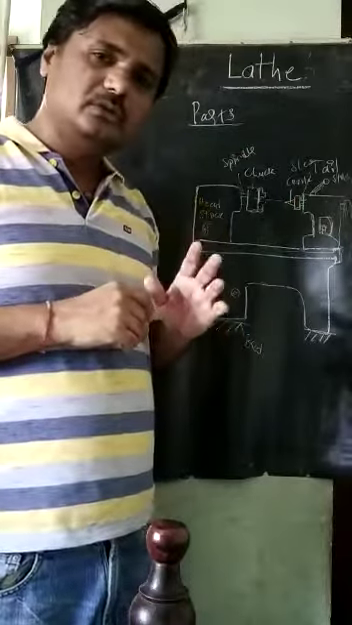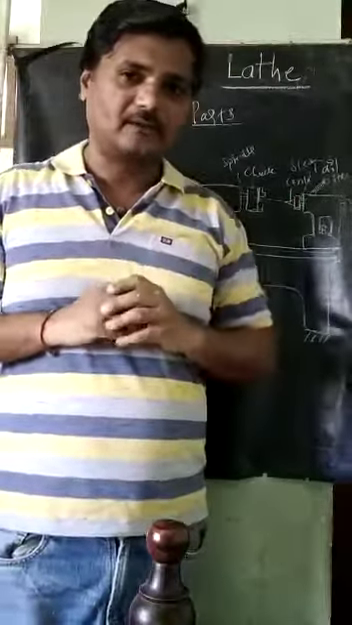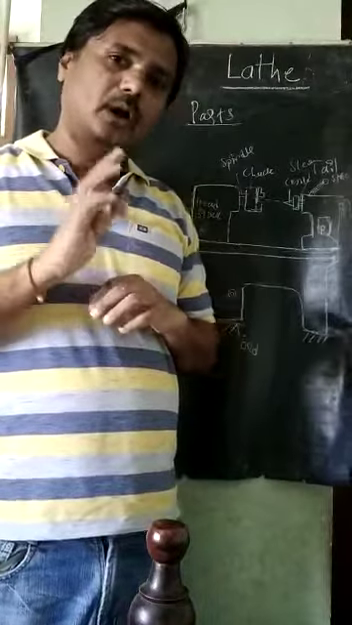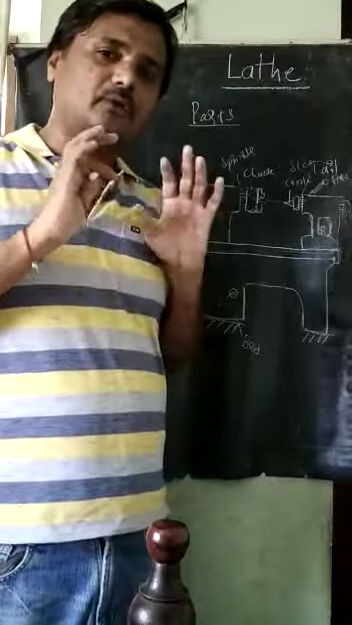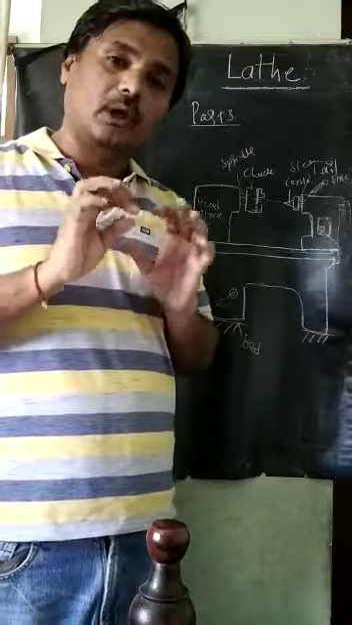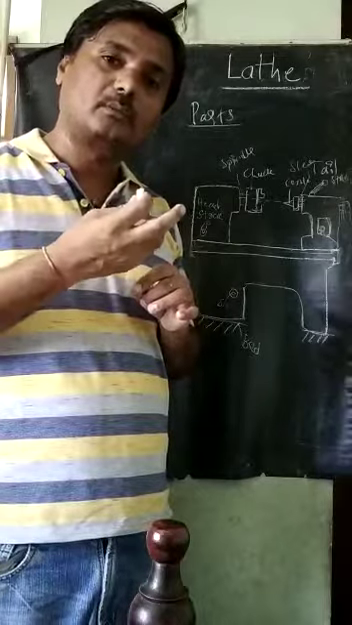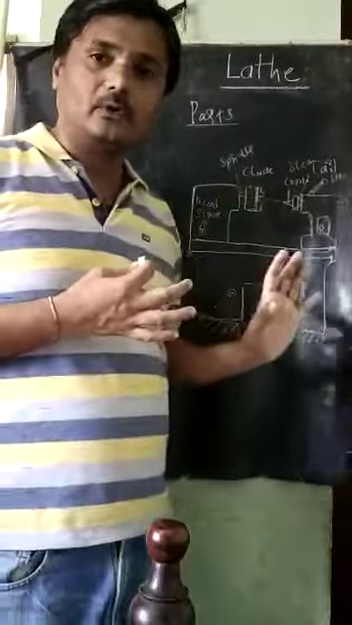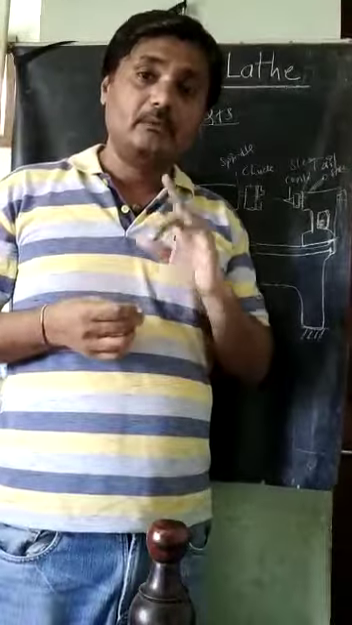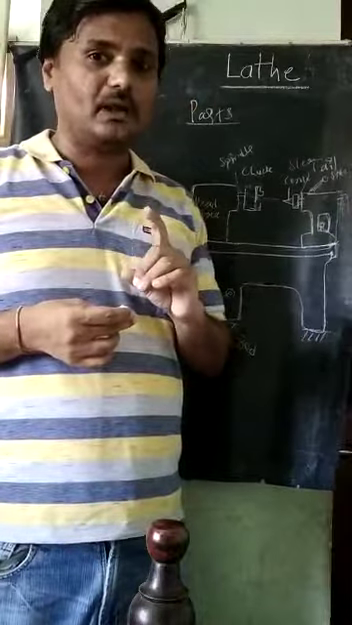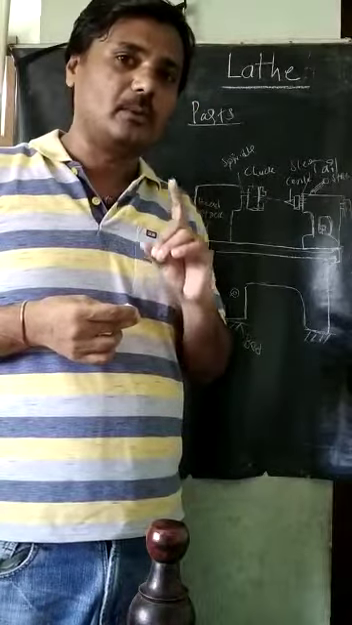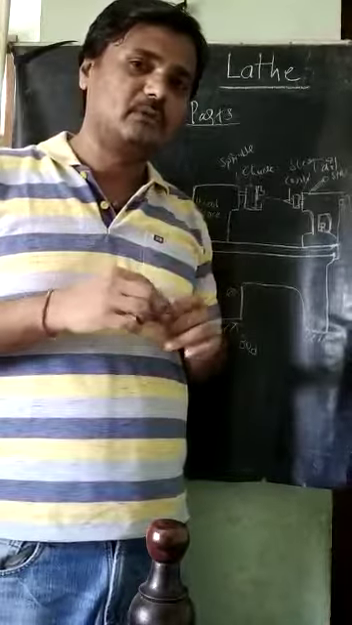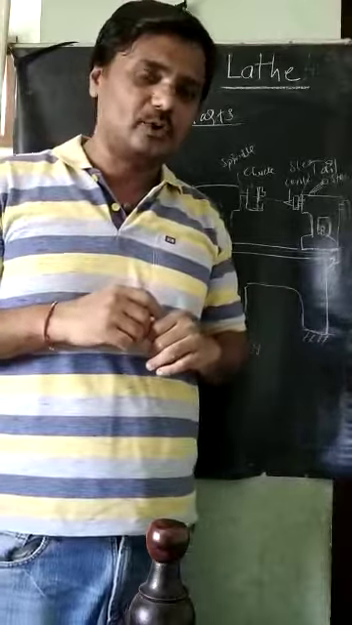Next, there are two main important parts in the lathe machine. One is the tool, another is the workpiece, as I have told. Here we have studied how to fit the workpiece, how to give rotation to the workpiece, and how to give support to the workpiece. In the next video lecture, we will study the tool, because the tool is very important to remove the metal, and how to fit the tool and what movement has to be given to the tool. That we will study in the next video lecture.